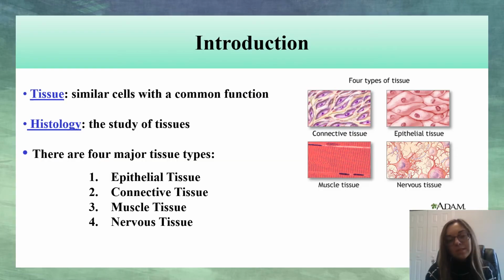Okay, so tissue is similar cells that have a common function. Now, if you remember your organization of the human body, we have cells which are smaller than tissue. So cells make up tissue, and tissue makes up larger things like organs. So now if I use the term histology, I'm talking about the study of tissues. The four major types of tissues that we're going to talk about are epithelial tissue, which skin is included in, connective tissue, which is kind of a conglomeration of different things that connect pieces of the body, like bone and cartilage, muscle tissue, and then nervous tissue found in the brain.